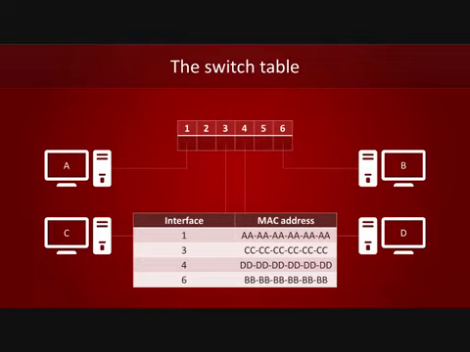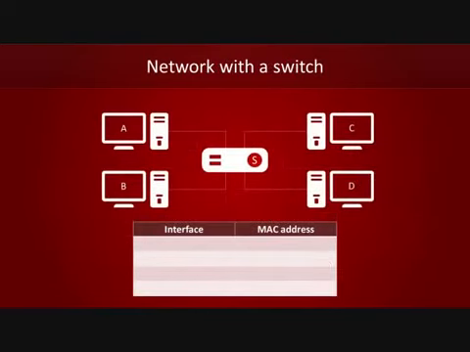Let's see how it works in practice. We always start with an empty switch table, because the switch has to learn where everything is. And in this example, we will send a packet from computer A to computer C. At this point, the switch does not know where C is, so it will just behave like a hub and flood everything. But it's learning. By checking the MAC address in the packet sender field, it learns that computer A can be found on port 1. It will store this information in its switch table.